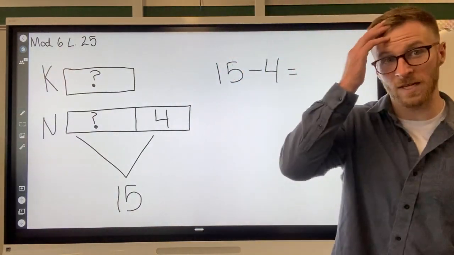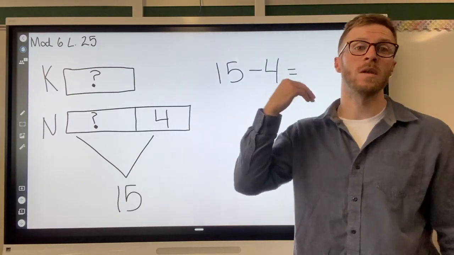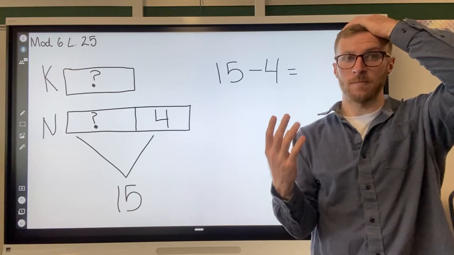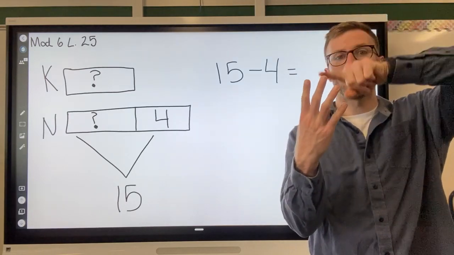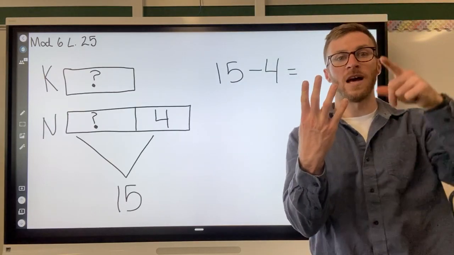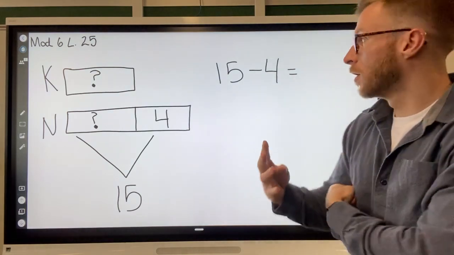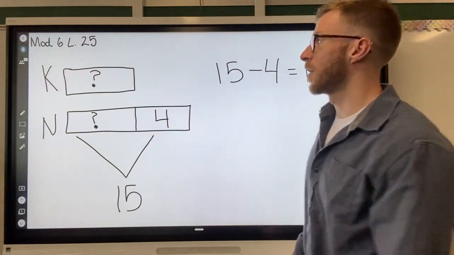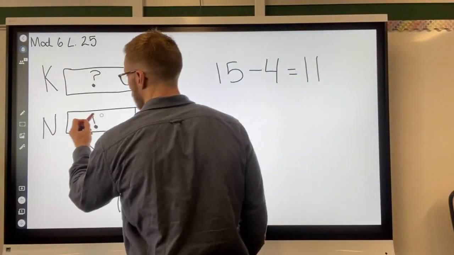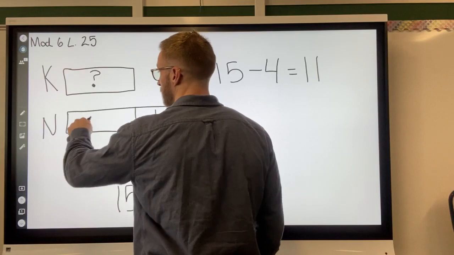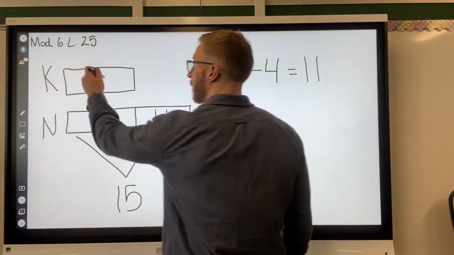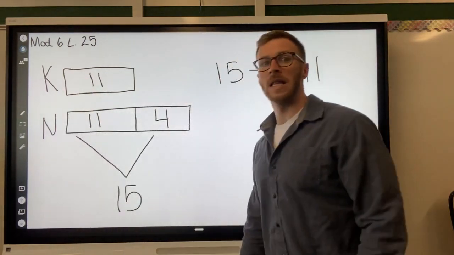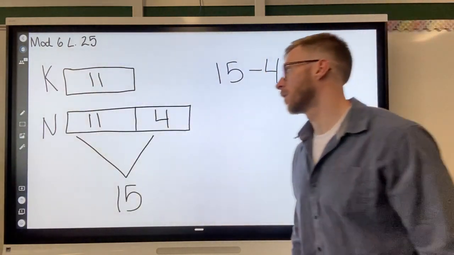So I'm going to put 15 in my head and count backwards by 4. Let's do that together. Ready? 15, 14, 13, 12, 11. So 15 minus 4 equals 11. So that must mean that this section right here is now 11. That must mean that Kim was able to jump 11 times on one foot.